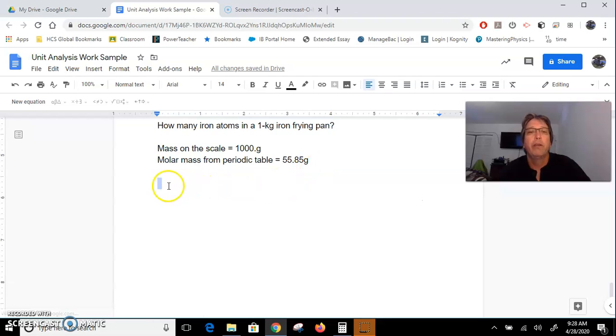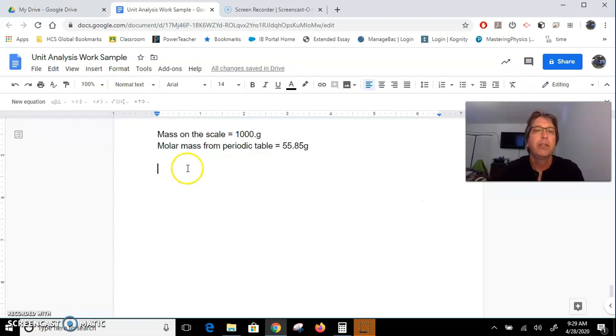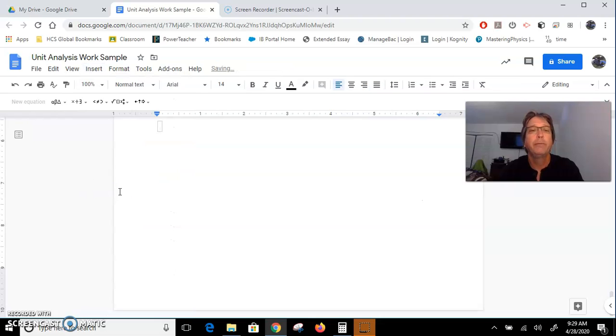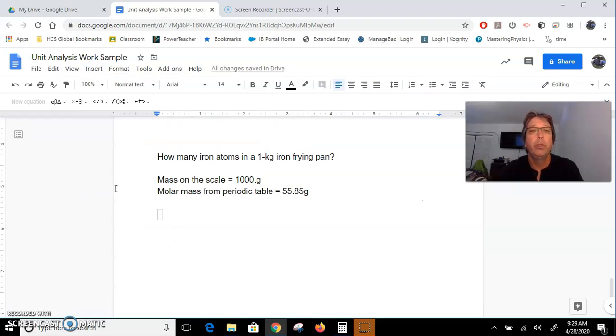So let's figure out how many atoms of iron are in this thing right here. Okay, so we'll start with the mass that we have. So we're going to go insert equation, and move the screen up there. And I'm going to start with 1,000 grams. And I tell you, I'm going to make my units better this time. It's much better when it's descriptive. So 1,000 grams of iron.